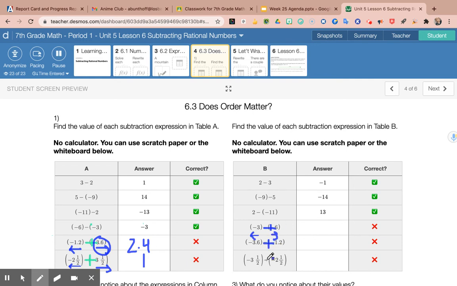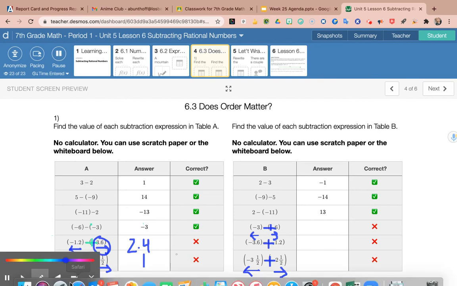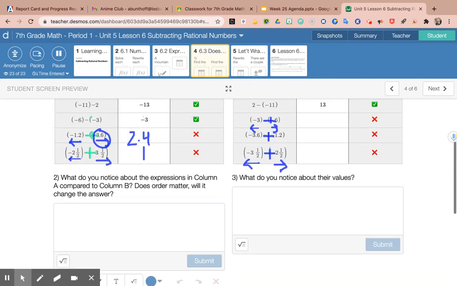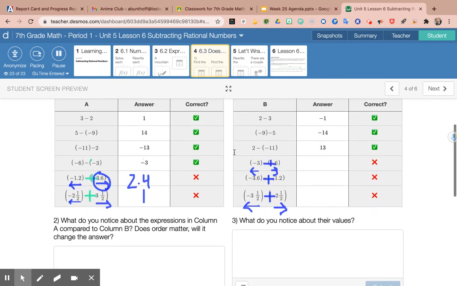Again, double negative, double subtraction. This time, 3.5 is going left, 2.5 is going to the right. So I am going to still subtract them, but it's going to be negative. So hopefully you notice a pattern. I'm going to leave that there for you to pause, check it out. So there is a pattern.